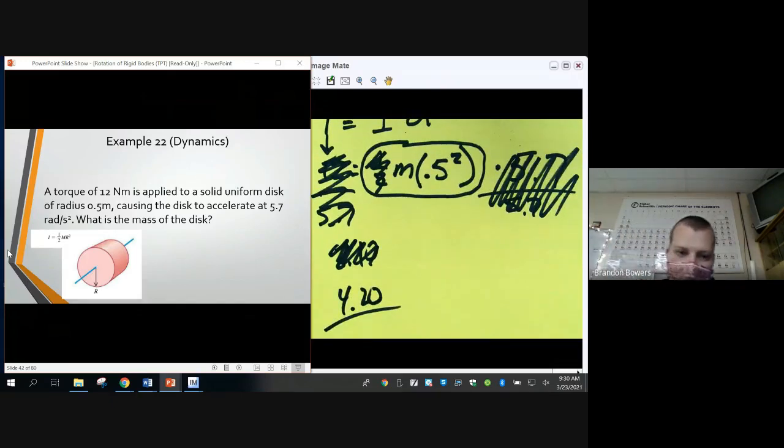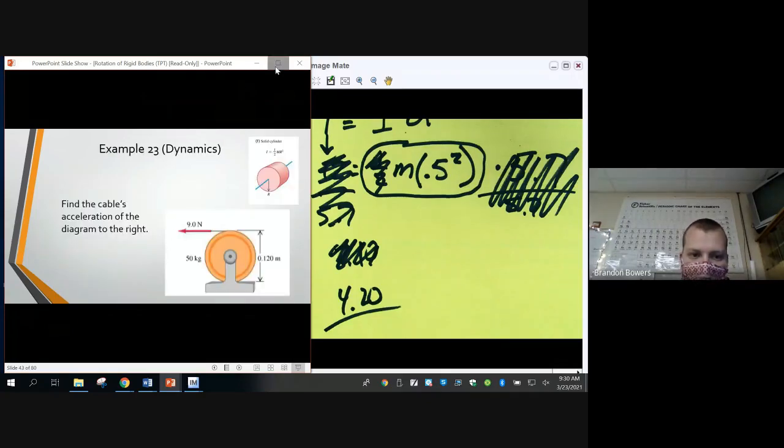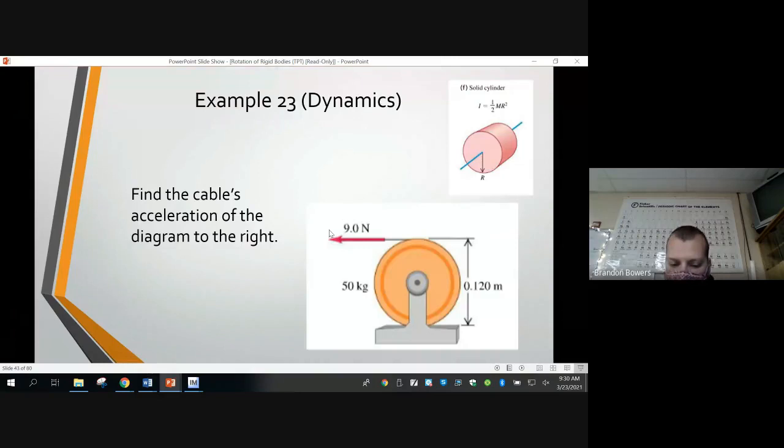Okay, cool. Let's try one more problem. Find the cable's acceleration of the diagram to the right. This is an outrage. Where's our simple machine? Where's our equation? Definitely a simple machine. So the equation's up here for a solid cylinder, 1/2 mr squared. That's equal to the inertia.